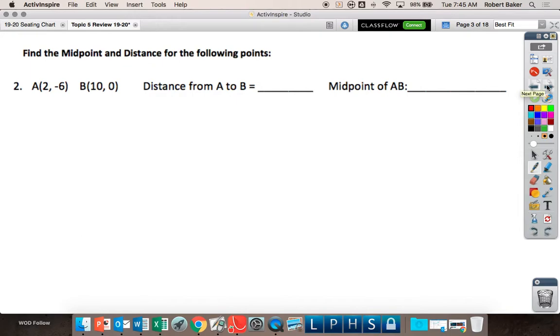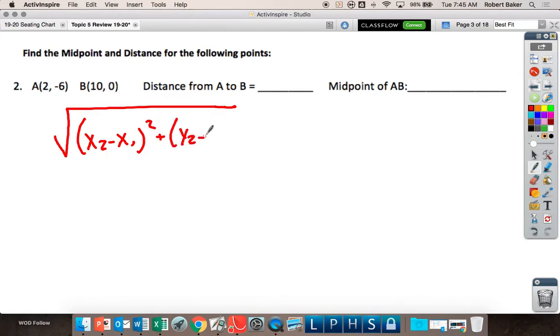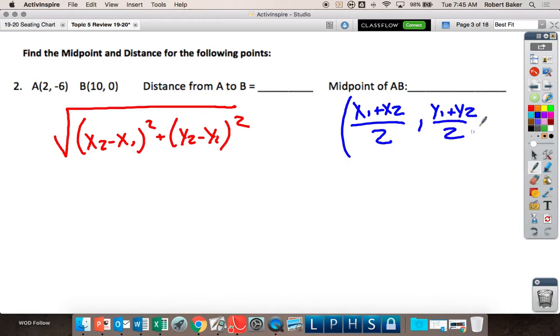Alright, so for this next problem, you're doing the same thing. Now you're trying to find the distance from A to B using the distance formula, and you're trying to find the midpoint from A to B using the midpoint formula. So take your time, use those points, and find the distance and the midpoint of A and B.